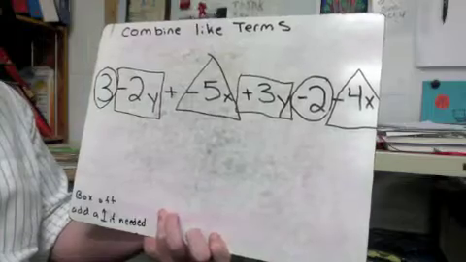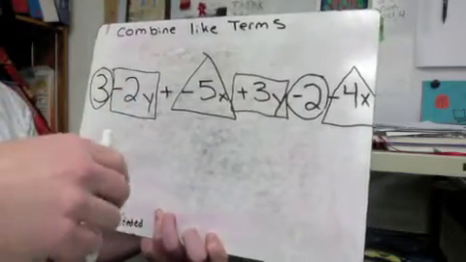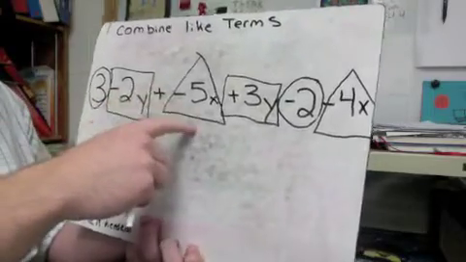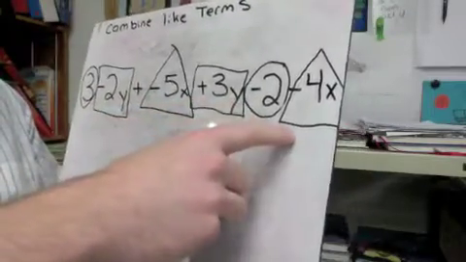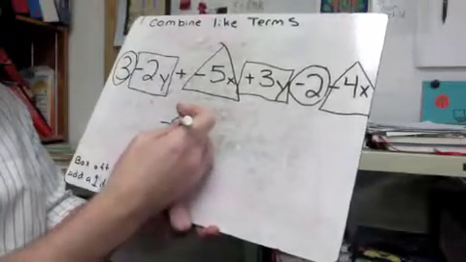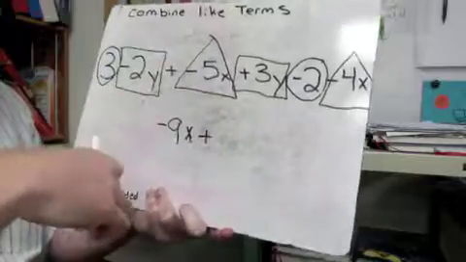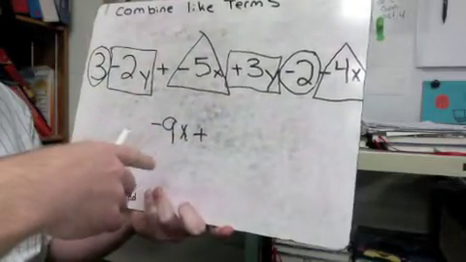Let's start with, I don't know, the x's. We could just go in alphabetical order, would be good. So the x's, I've got negative 5 and I've got negative 4. That should be negative 9x. And if you like putting a plus in between everything, that's fine. I'll rewrite it another way just so you see what's going on here.